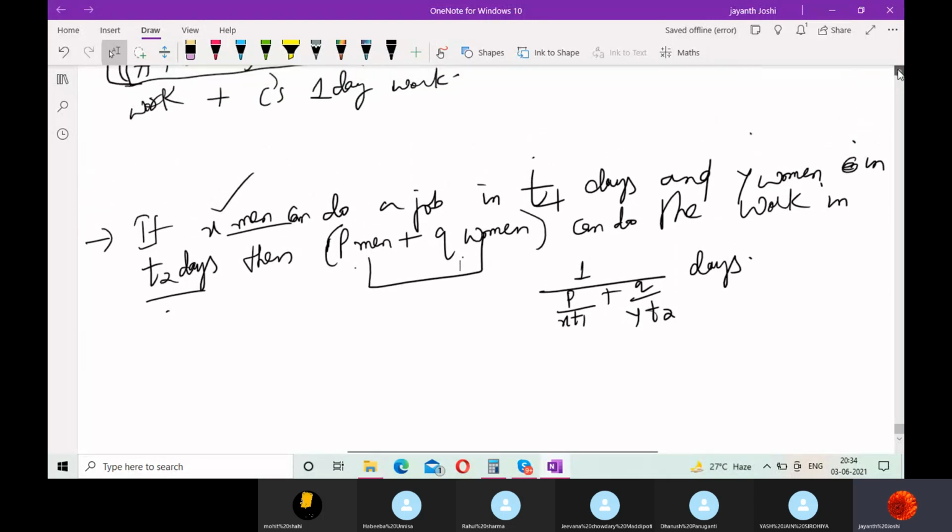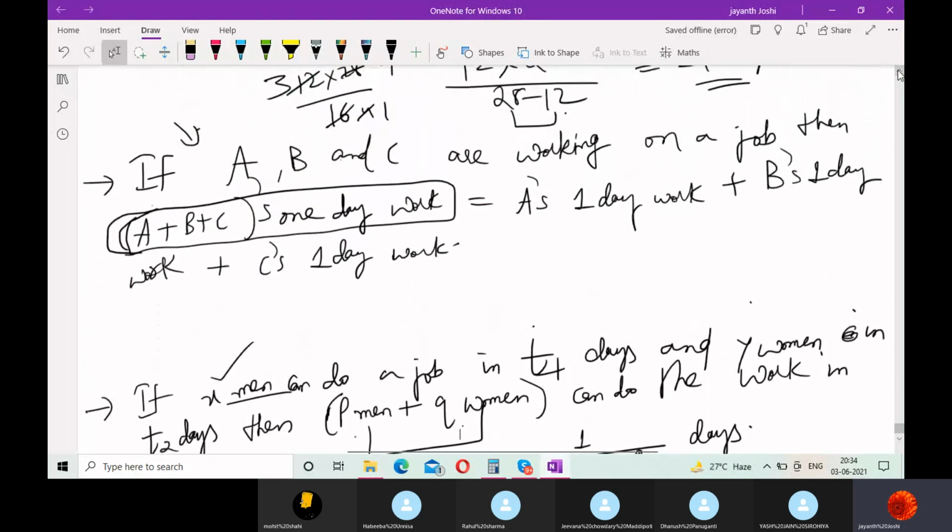Here I'll give you one more formula. Write down this formula. If three people, A, B, C, are working on a job and they take some number of days, then these people's one day's work, the work done together, you can write this way.